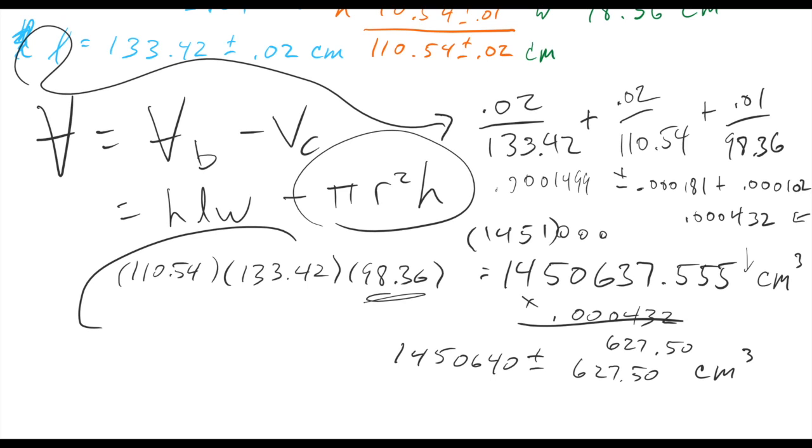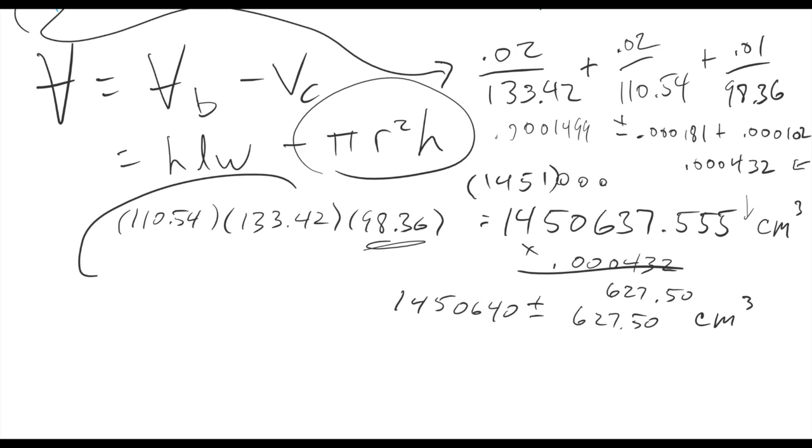If we go back and look at this, I've got R, which we said was 26.41 squared. I've got H, which was 133.42, and pi. Pi is a constant, so I use as many decimal places as I need. I think 3.1415. I'm going to use that many because that's all I can remember right now.